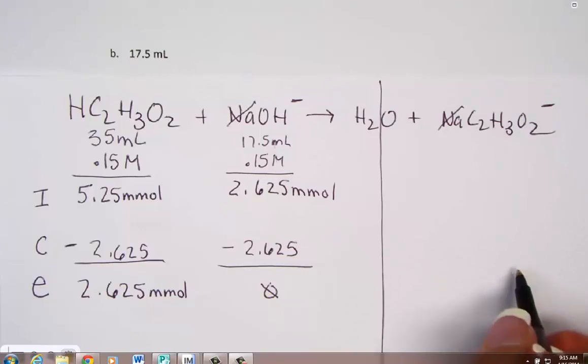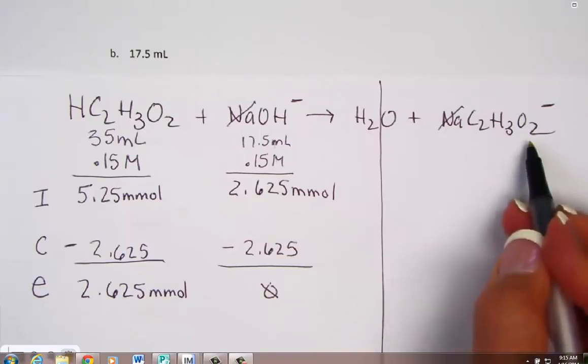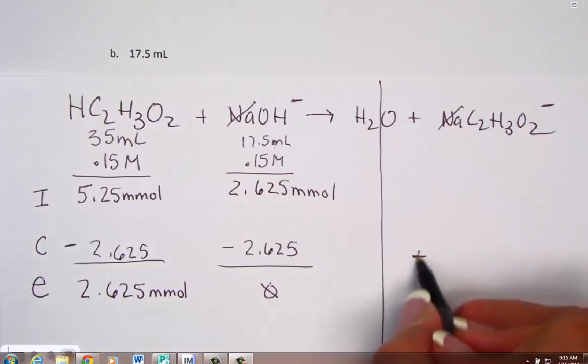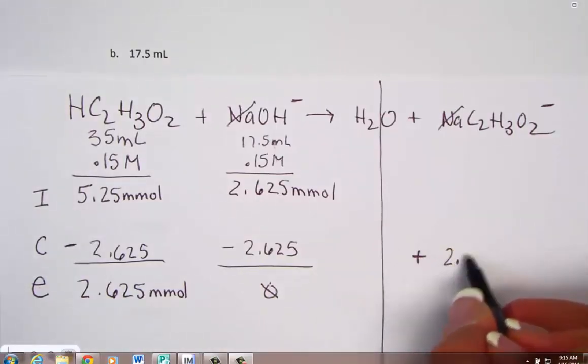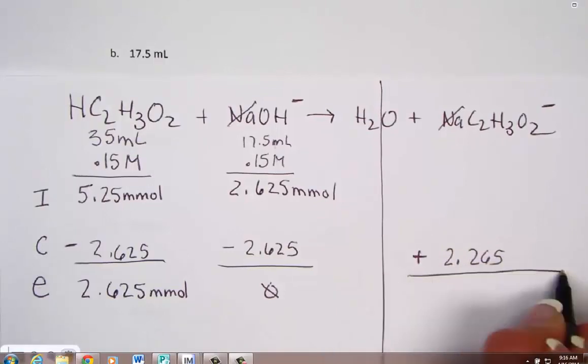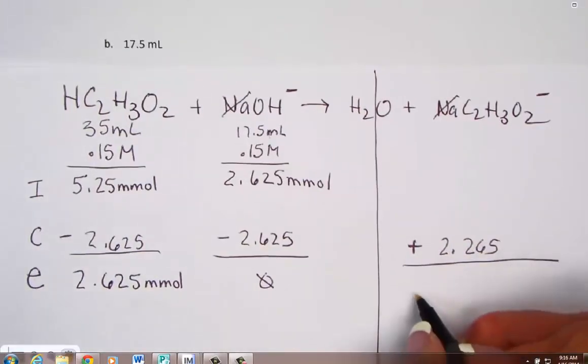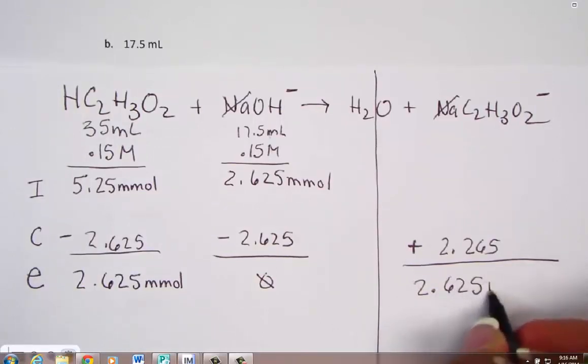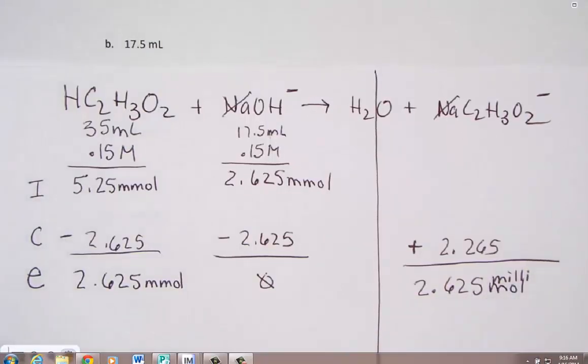What about this acetate ion? The acetate ion is a product. We know that products get made. It's going to be made to the tune of 2.625 millimoles. So at the end of this delivery of base during our titration, we've also produced 2.625 millimoles of the conjugate base of our acid. Both of these influence the pH.